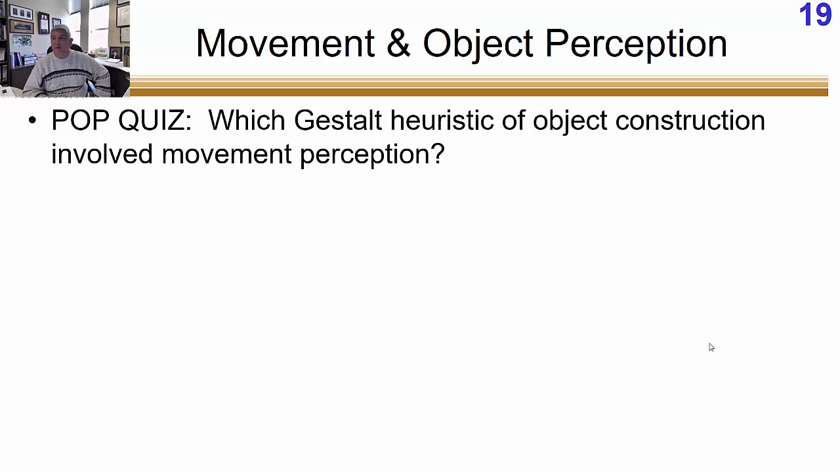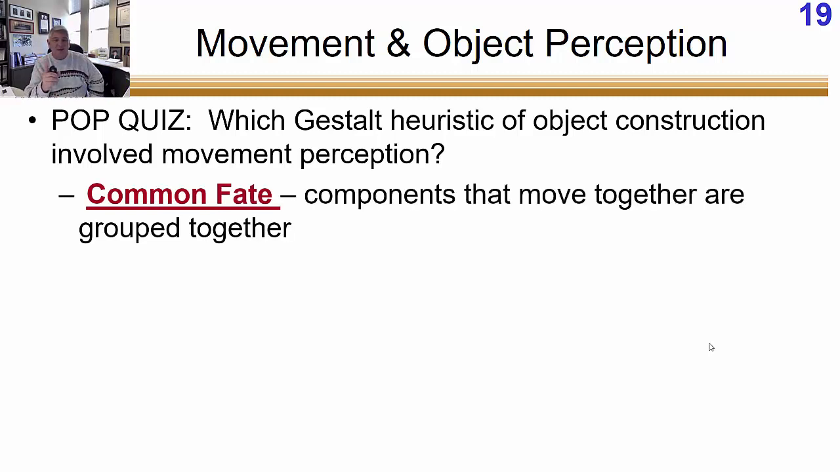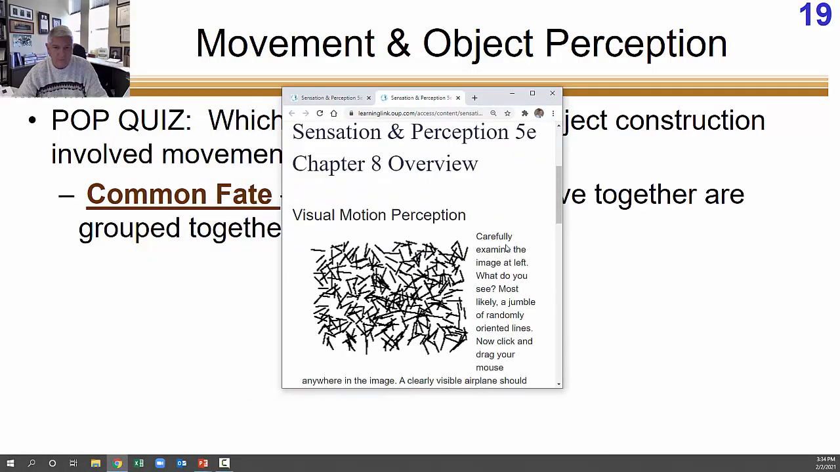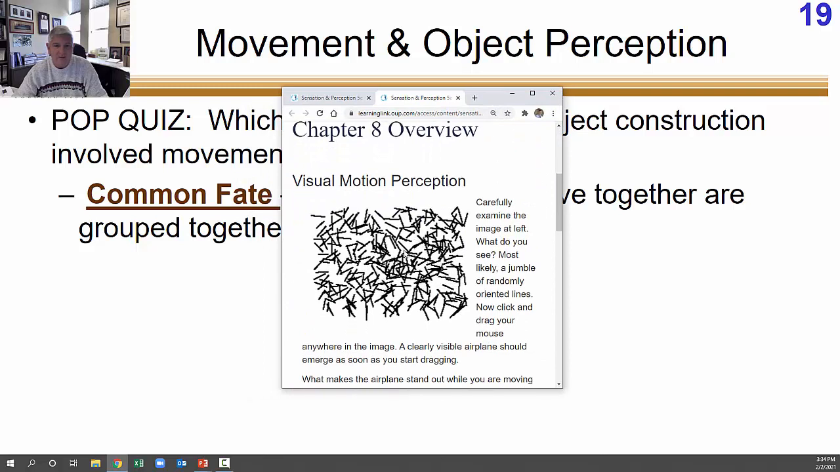So which one? We'll do an Ed puzzle real quick. All right, so hopefully you remember that common fate is one of the 6 primary Gestalt principles that uses movement to help identify objects. And we can see that here. Right? And so if I start to move this, now you can see an airplane shape, but if I stop moving it, it's very hard to detect that, right? That's common fate because I'm moving these all together, they belong together, and we can clearly see the object. As soon as I stop moving it, right, it goes away.